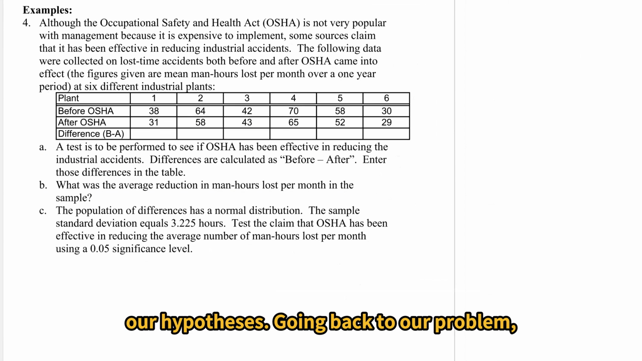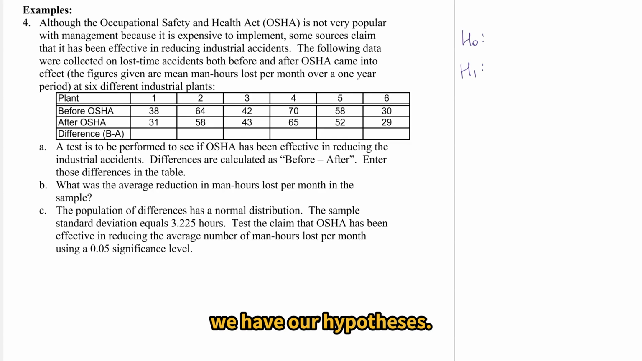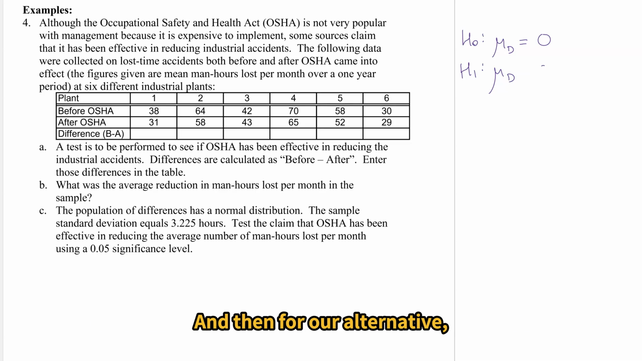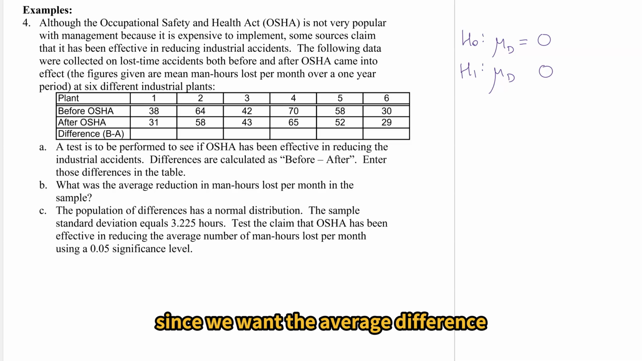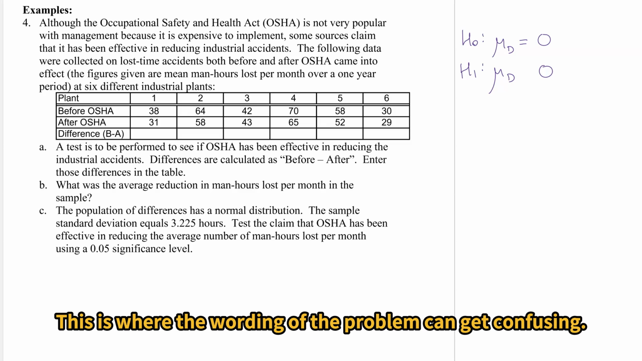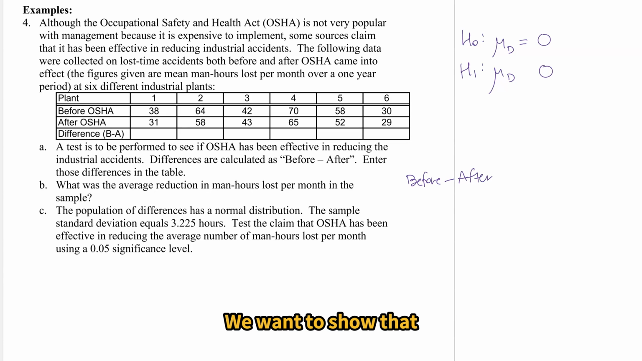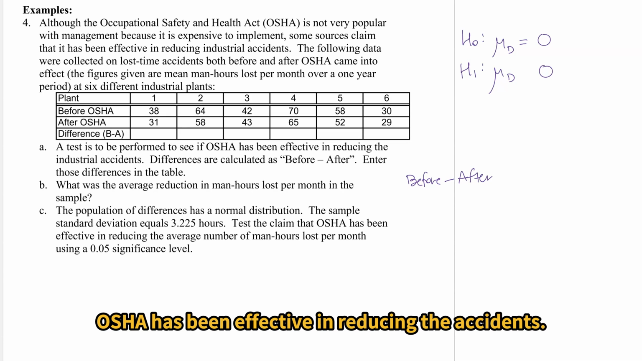Now we can go back and form our hypotheses. So going back to our problem, we have our hypotheses. The mean difference is 0 will be our null hypothesis. And then for our alternative, since we want the average difference, this is where the wording of the problem can get confusing. Since we have before minus after, we want to show that OSHA has been effective in reducing the accidents.